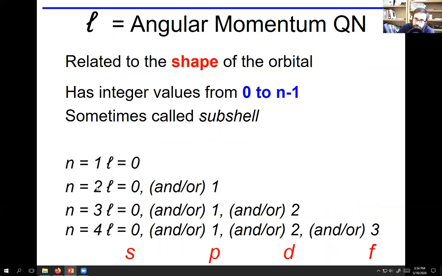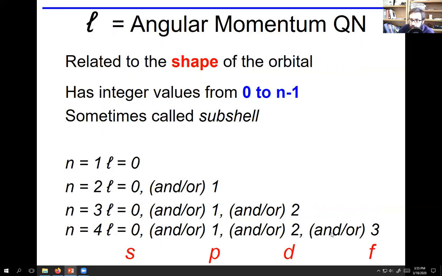All right, let's do n equals 2. N equals 2, 0 to n minus 1. Well, n equals 2, so it can go from 0 to 1. Only integers. So if you have n equals 2, you can have an L equal to 0 or an L equal to 1. Okay? And so forth. For n equals 3, n equals 4, L can be 0, 1, 2, 3. It can go up to n minus 1, which for n equals 4 is 3.